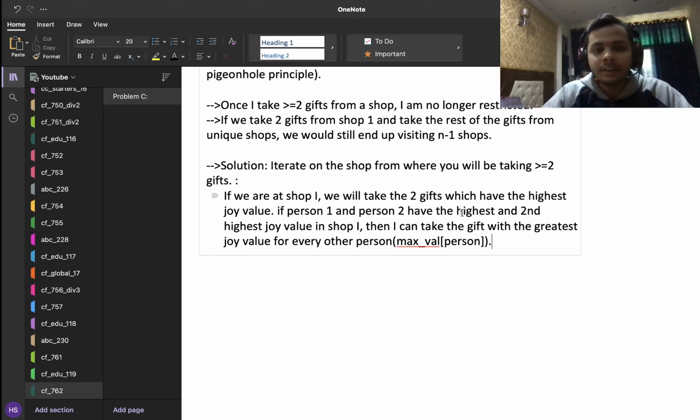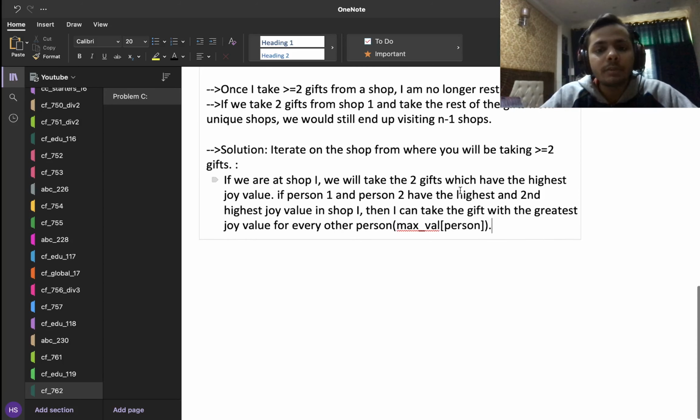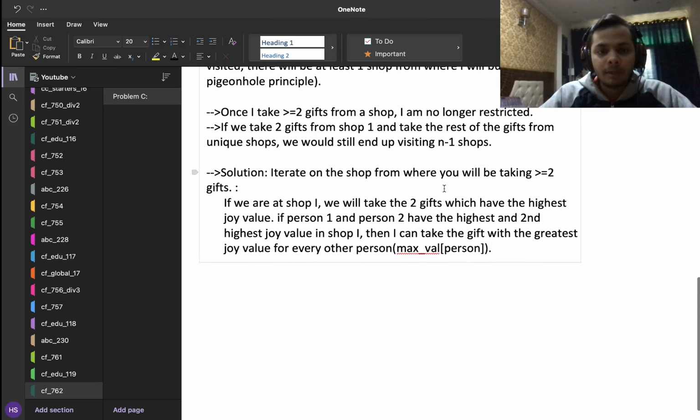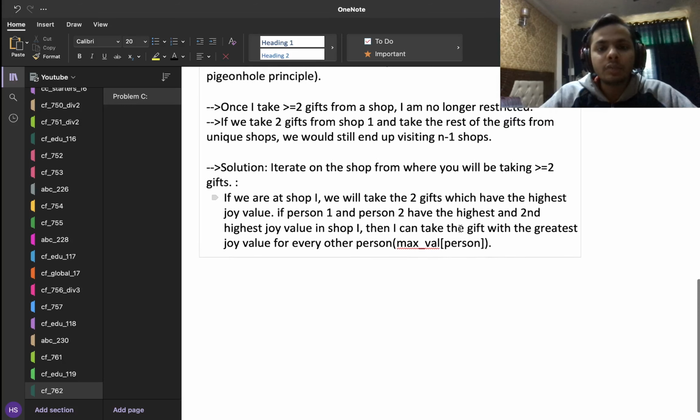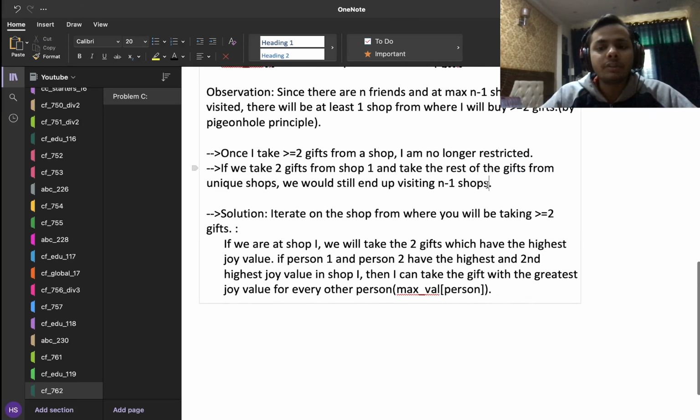So this is the entire solution. You just iterate on which shop you are taking greater than or equal to 2 gifts. You just take the two highest gifts, the highest and the second highest, and there will be 2 corresponding people whose gifts you have already purchased, and for the remaining n minus 2 people, you can just take their maximum possible, because even if you take their maximum possible, you will end up visiting at max n minus 1 shops. You can't visit more than n minus 1 shops, which is pretty clear from this point, right? So that's the solution here.